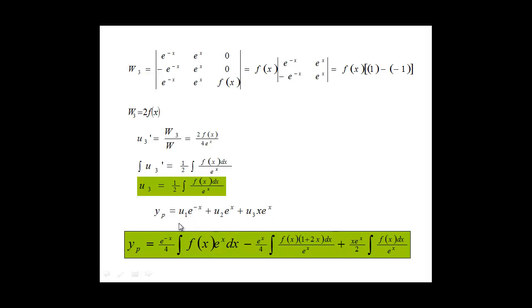From what we set, substituting all the values we got, we obtain the particular integral, which is equal to e to the negative x over 4 times the integral of f of x e to x dx minus e to x over 4 times the integral of f of x times 1 plus 2x over e to x dx plus x e to x over 2 times the integral of f of x over e to x dx.